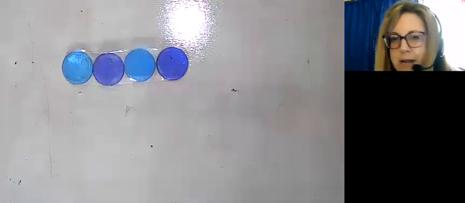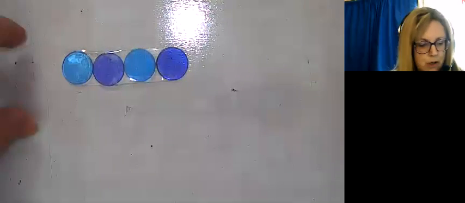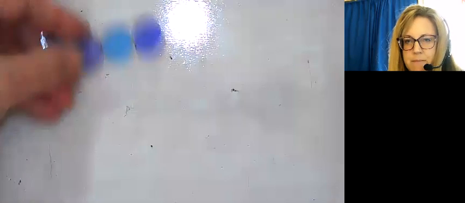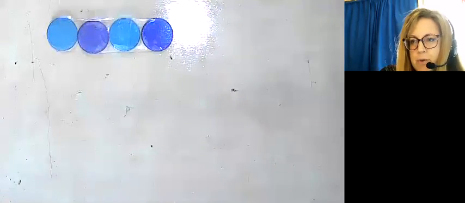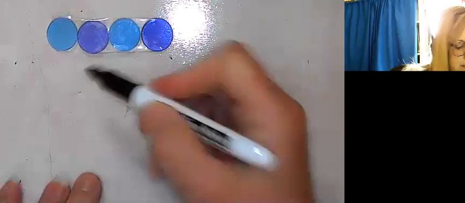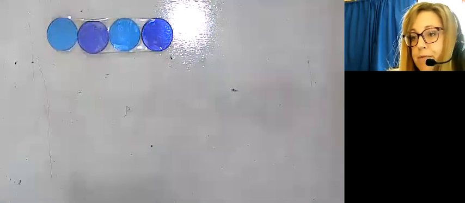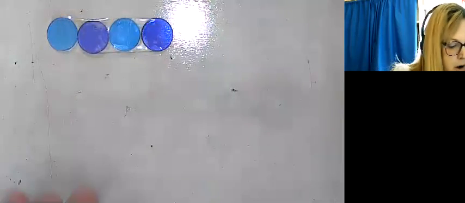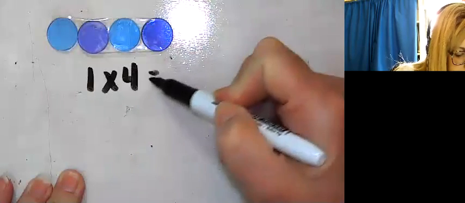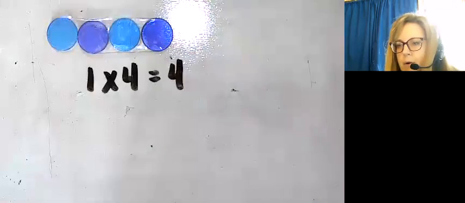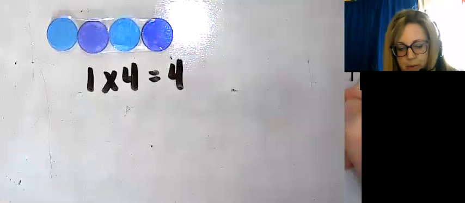Okay, so what I've done now is instead of having those separate circles, I've taped them together and made them into a group. So now what I have is one group of 4. I could count that by saying 1 4, or that's just shortening up one group of 4. Or I could say one row of 4 objects, and that equals the total number of 4. Or I could say 1 times 4, that's one group of 4.